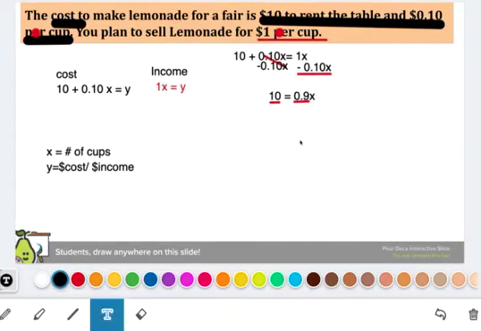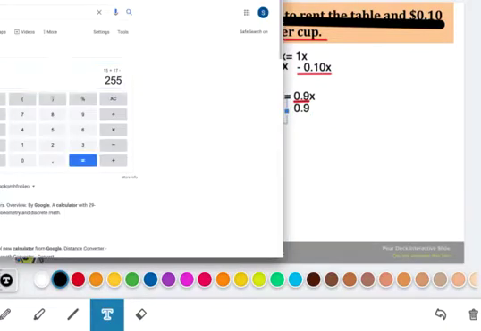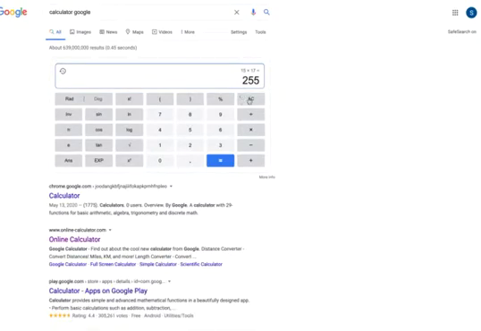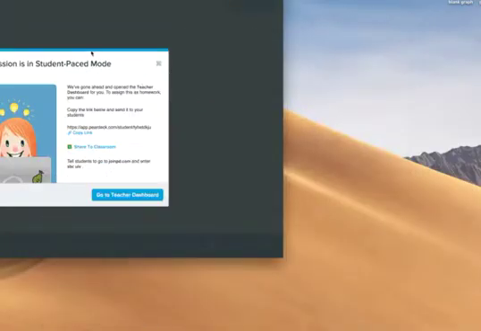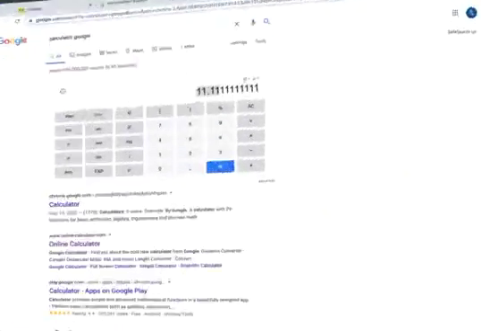And if you divide both sides by 0.9, use Google Calculator. I'll bring it here. Divide 10, clear it first, divide by 0.9, you get 11.11, round it to the nearest penny.